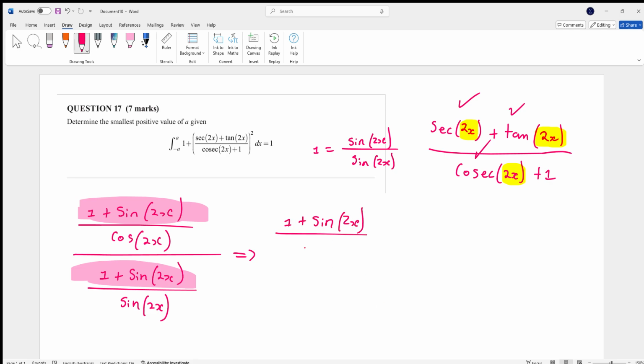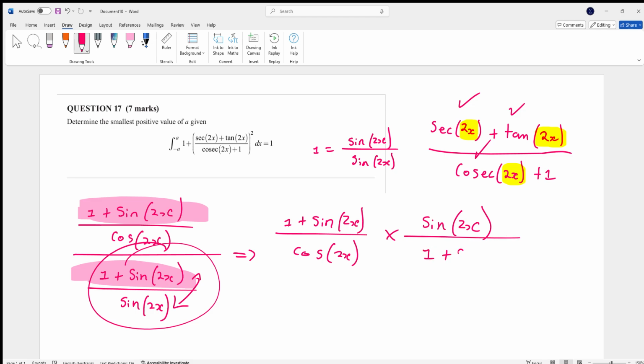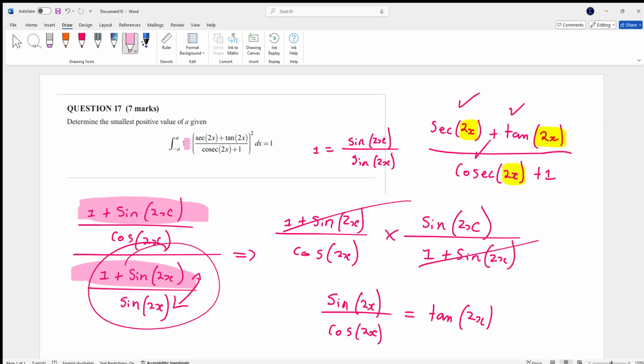So we have this thing here divided by this. So we're going to write it as times by this flipped upside down. So times by sine 2x over 1 plus sine 2x. Now hopefully you can see those two cancel out. So all we're left with is sine 2x over cos 2x. Now sine over cos is tan. So that just turns into tan 2x. So that complete thing there in the green just turns into tan of 2x, which is crazy.